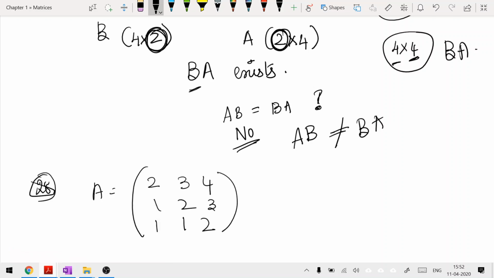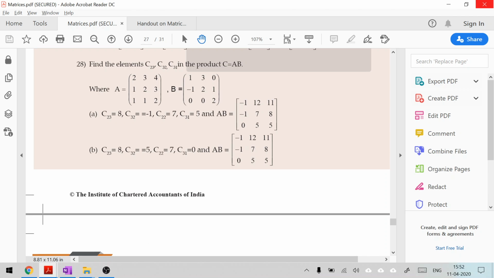Let's just check once. 1, 2, 3. Okay. Now coming to the B matrix. 1, 3, 0, minus 1, 2, 1, 0, 0, 2.